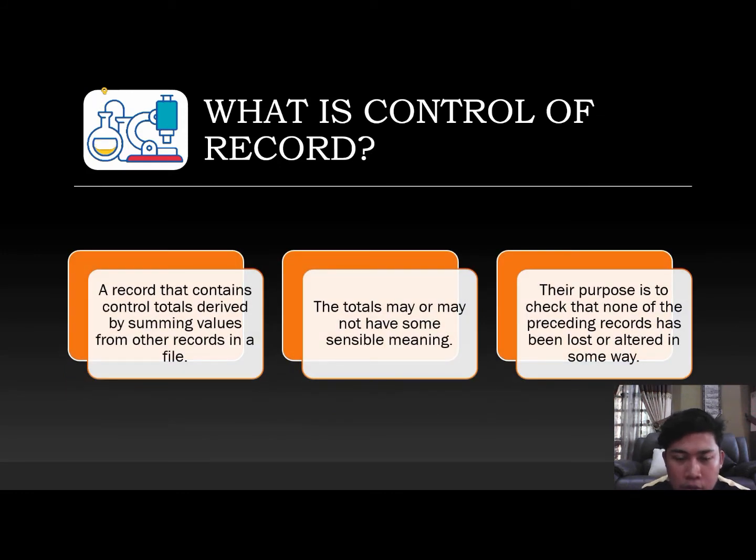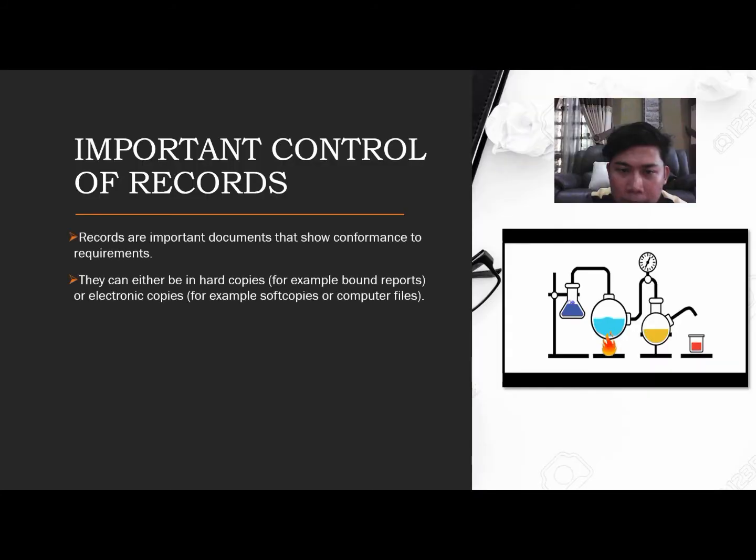For requirements C and D, in the assessment conditions, a full report should be produced. So what is the control of record? A record that contains a control total derived by summing values on other records in a file. The total may or may not have some sensible meaning. Their purpose is to check that none of the preceding records has been lost or altered in some way.